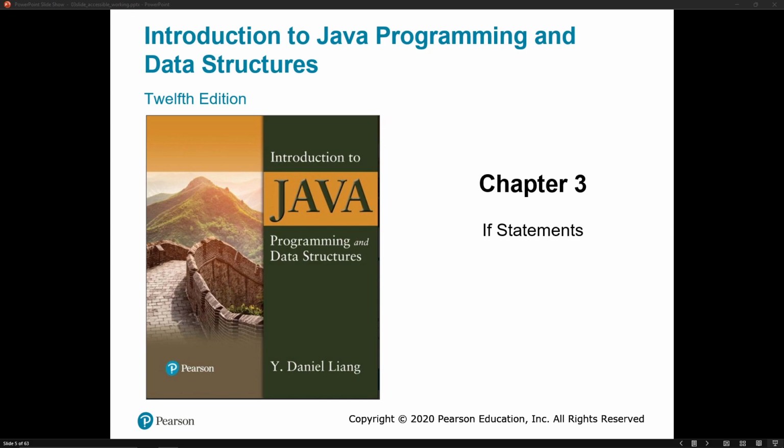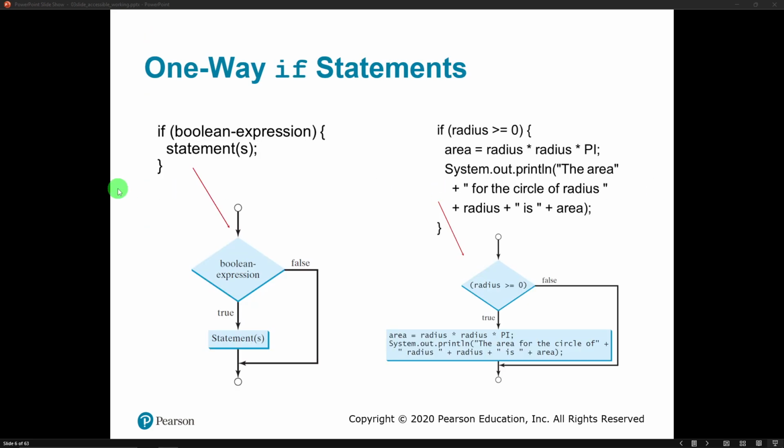In this section, we're going to talk about if statements. An if is a selection statement that runs a certain piece of code if some Boolean expression is true. We're going to also look at some flow charts.